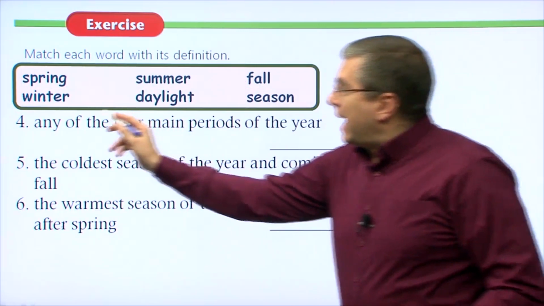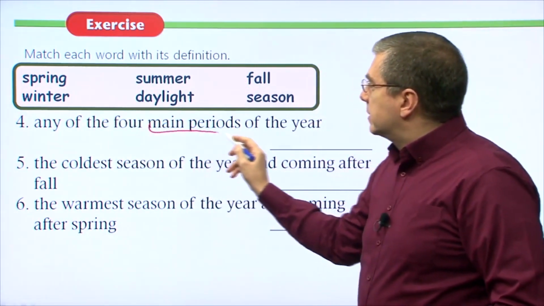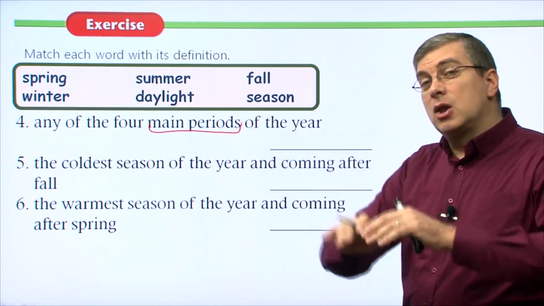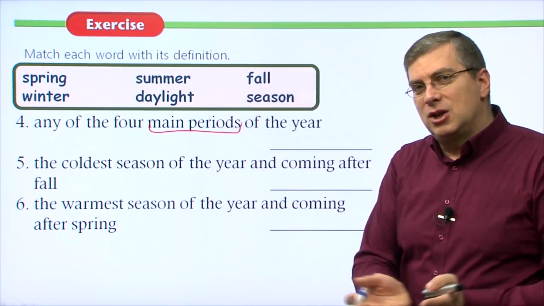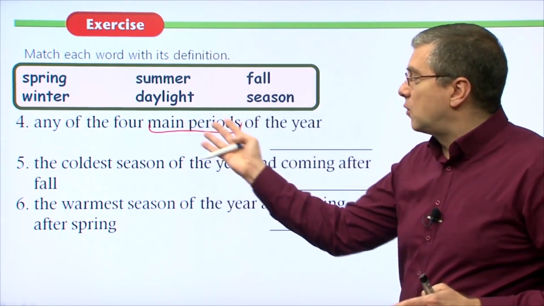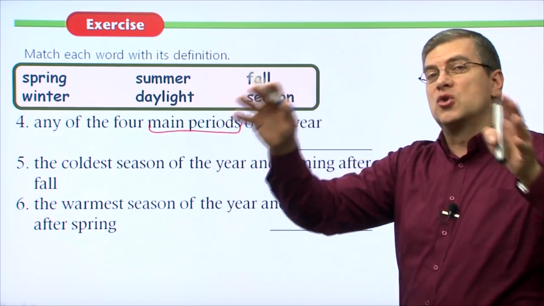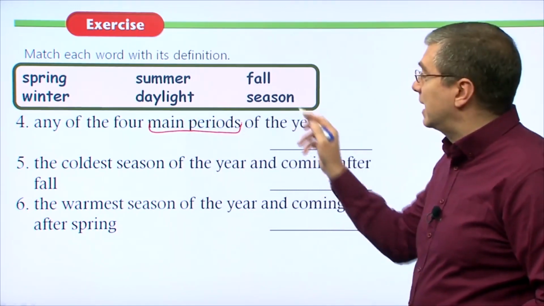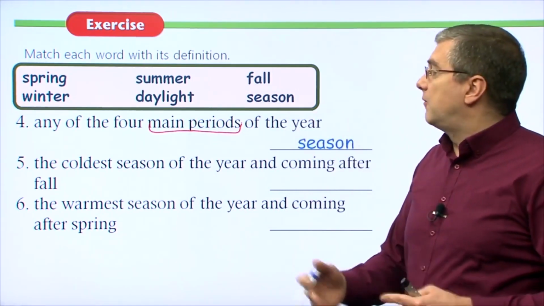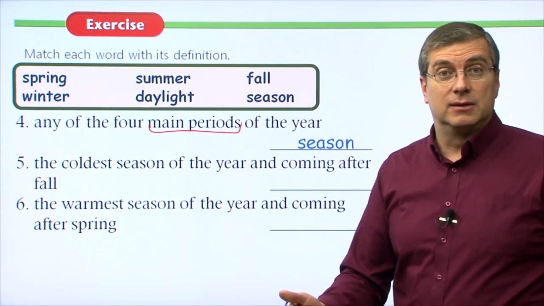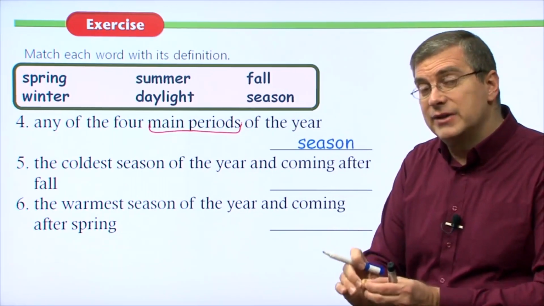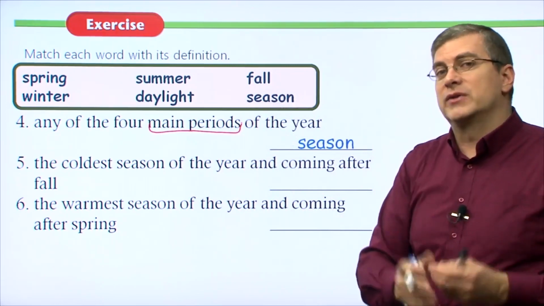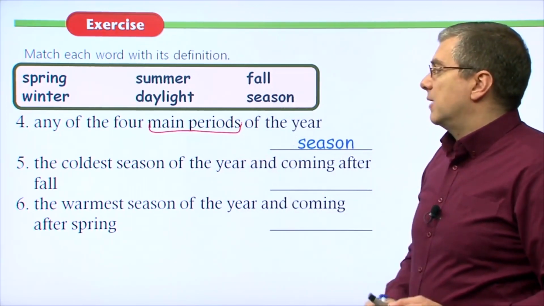Number 4, any of the 4 main periods of the year. Any of the 4 main periods of the year. Now we need a large word, right? We need a big word that includes all of the seasons, because the seasons are the 4 main periods of the year, but we're looking for a large word that incorporates or includes all of those. And of course, like I told you before on the previous slide, that word is season. So any of the 4 main periods of the year would be a season, right? We're not saying specifically which one it is. We're going one step higher, or we're talking about the large group, and of course that is season.